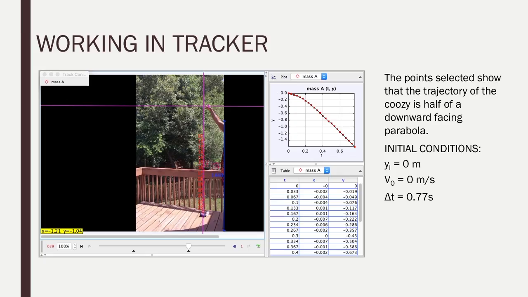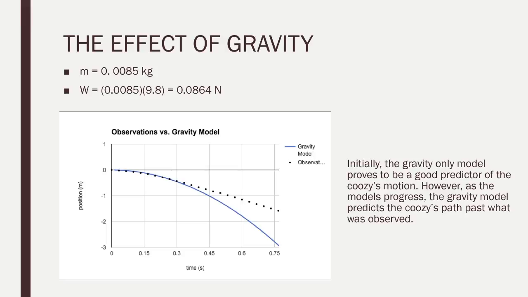So working in Tracker proved to be a bit easier this second time around. The points selected show that the trajectory of the koozie is half of a downward-facing parabola. My initial conditions observed were that y initial is 0 meters, velocity initial is 0 meters per second, and delta t is 0.77 seconds.